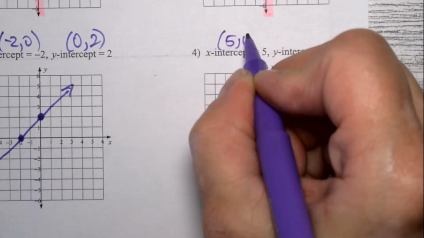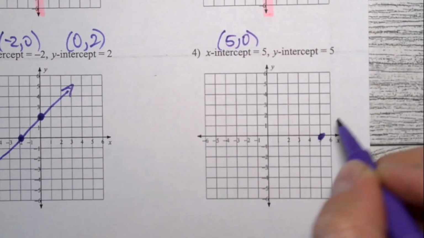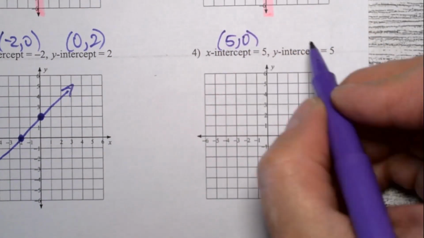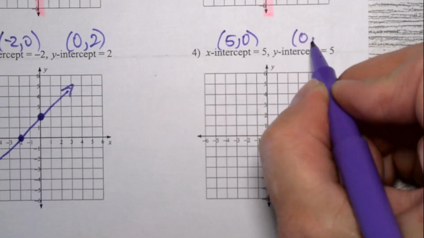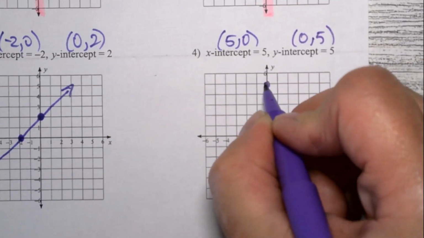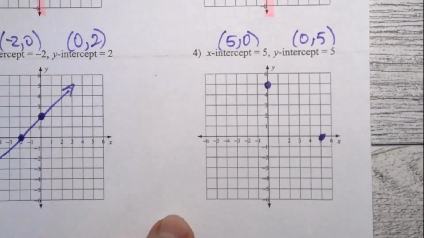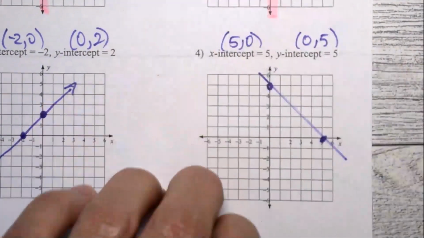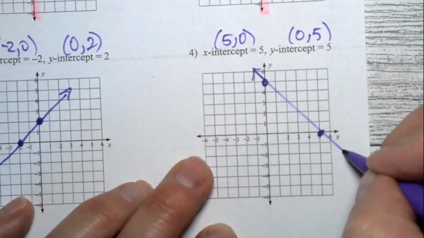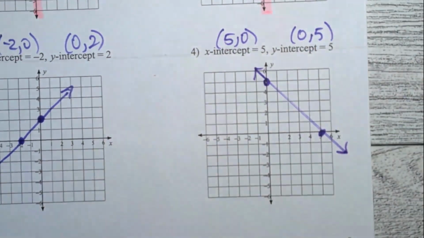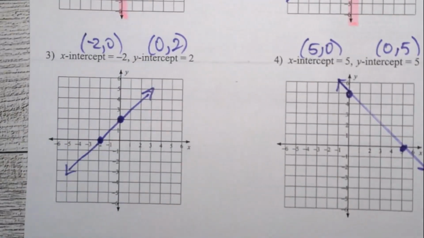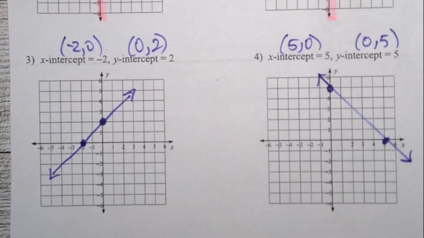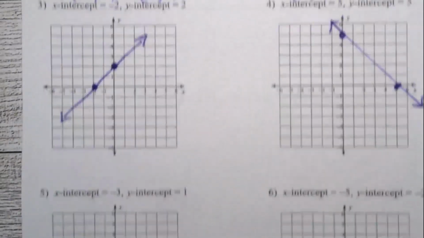Okay, the x-intercept is 5, so the point is 5, 0. The y-intercept is also 5, but it's a different 5. It's up on the y, up here. Okay, need a ruler for that. Those two are kind of far apart. Boom. So that's 3 and 4. Check your work.